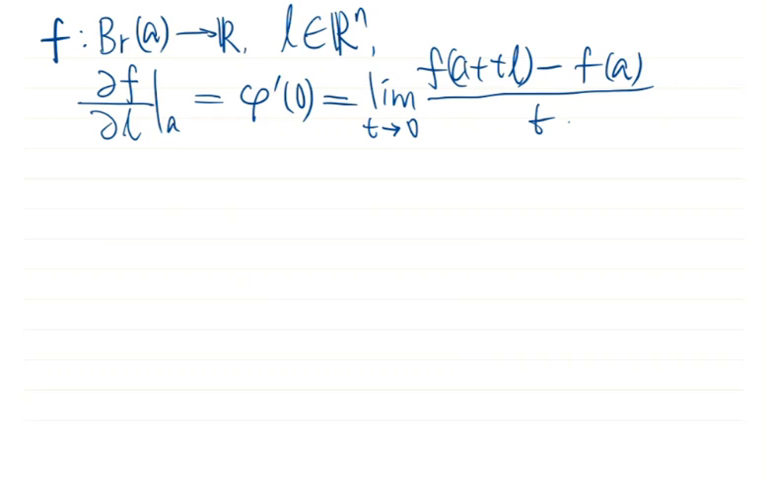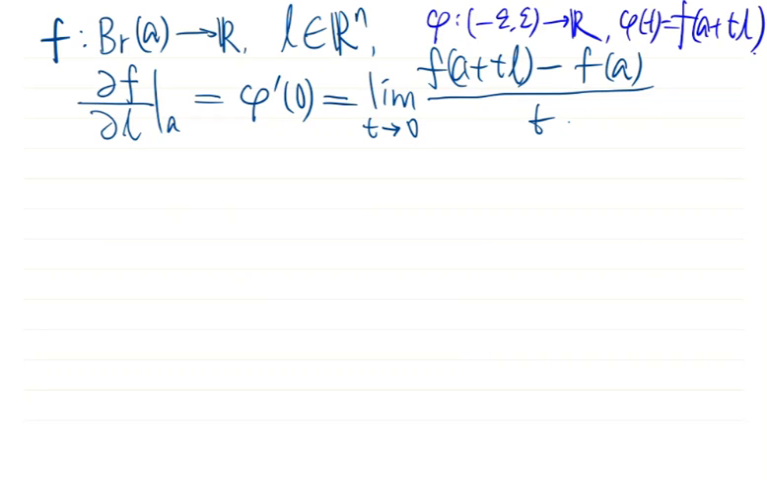Here phi is the function phi(t) = f(a + tL). Okay, this is the directional derivative. It is the generalization of the partial derivative we introduced previously. And we also denote the directional derivative by D_L f(a), a much simpler notation.